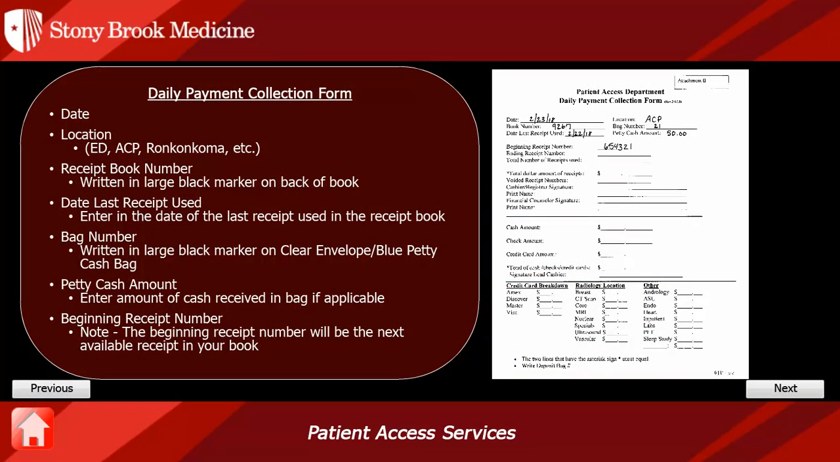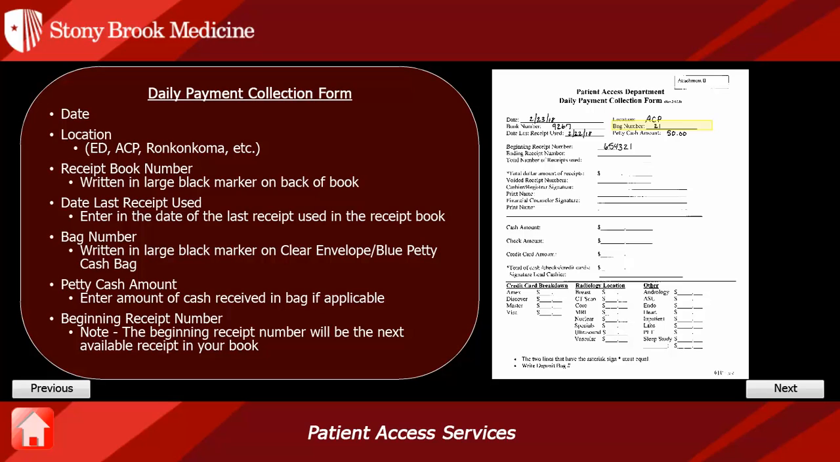Daily payment collection form. Date, location, for example, ED, ACP, Ronkonkoma, etc. Receipt book number. This number is written in large black marker on the back of the book. Date last receipt used. Enter in the date of the last receipt used in the receipt book.